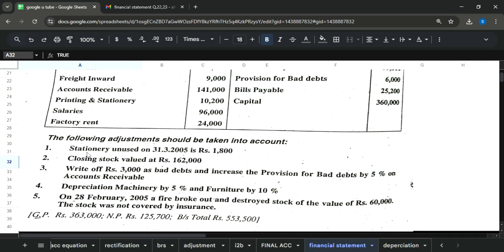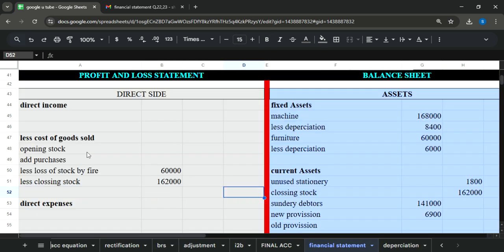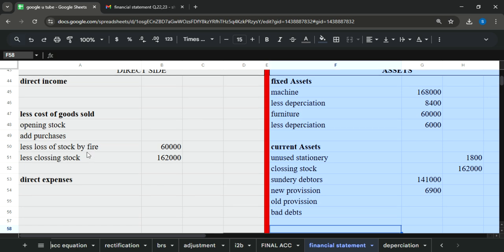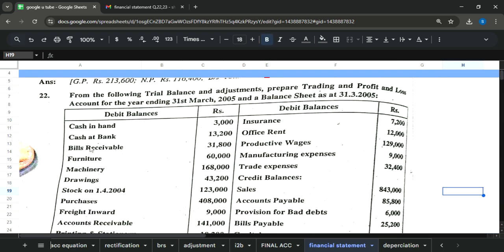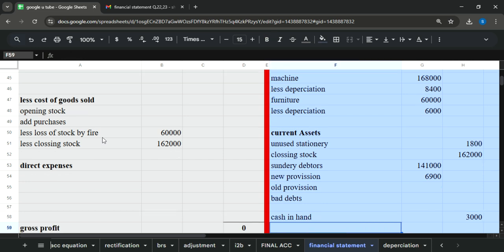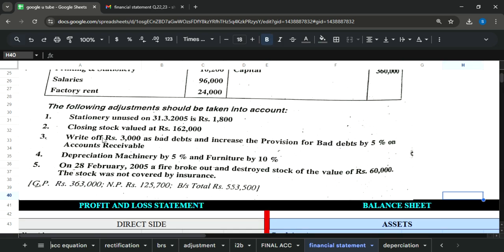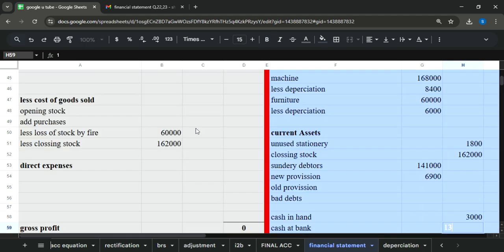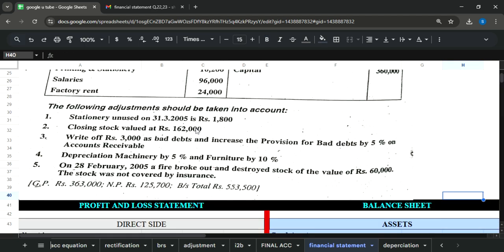So first is cash in hand. We will go to the current asset side, and here we will be mentioning cash in hand, the amount of which is 3,000. Put 3,000 in front of it. After cash in hand, we have cash at bank. So in a similar place, we will write cash at bank, the amount of which is 13200. Write it down in front of cash at bank.